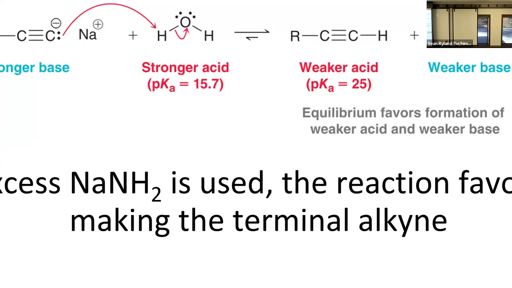The pKa for ammonia is something in the 30s. So you have to pick something with a pKa that's greater than 25 for this process to happen. And if there's any water around, it'll ruin the reaction because you'll wind up with the amide stealing protons from the water instead of stealing protons from the acetylide or from the alkynide.